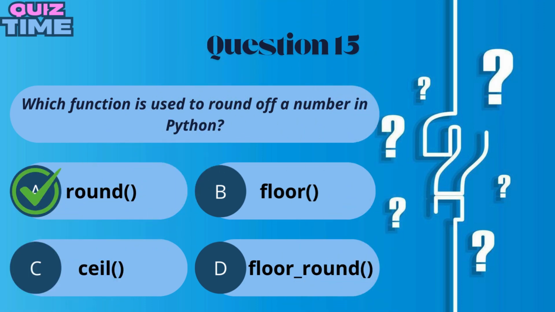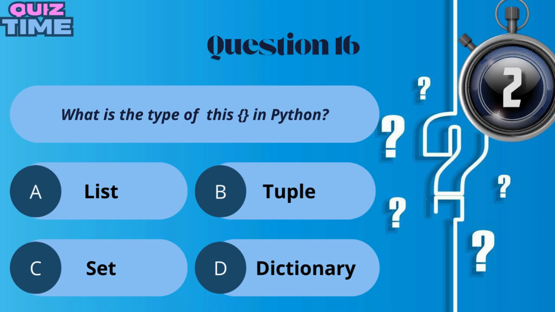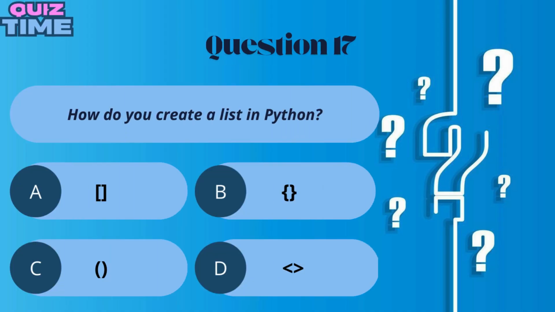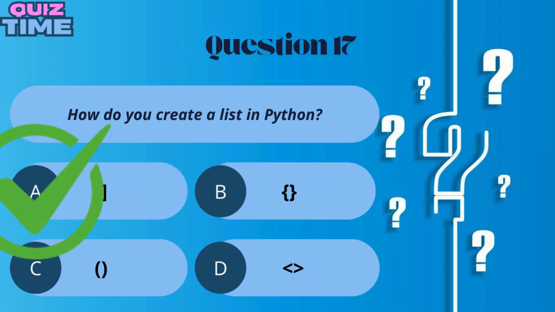The correct answer is A. Round. Question 16. What is the type of this in Python? The correct answer is C. Set. Question 17. How do you create a list in Python? The correct answer is A.